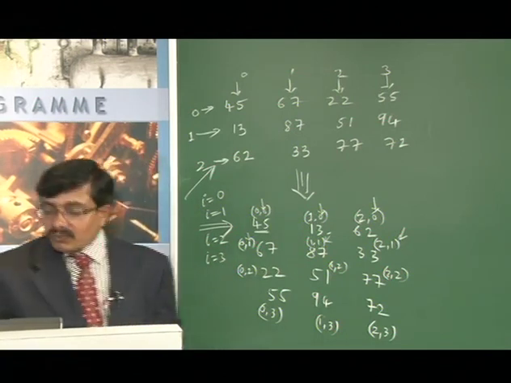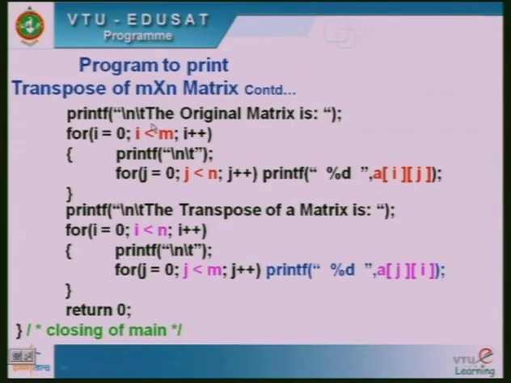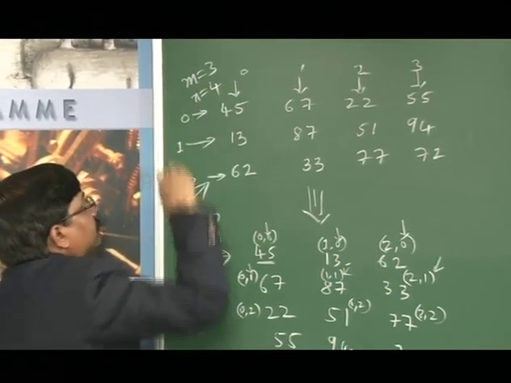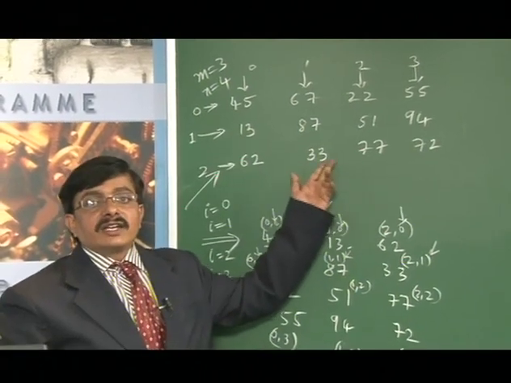Now, the simple code modification we can do here: look at this particular code. This is the normal method of printing the elements. i less than m, i plus plus, j less than n, j plus plus. m and n are the order of the matrix. In this particular example, the number of rows m is equal to 3 and the number of columns n is equal to 4. So this is the 3 cross 4 matrix I have taken as an example.